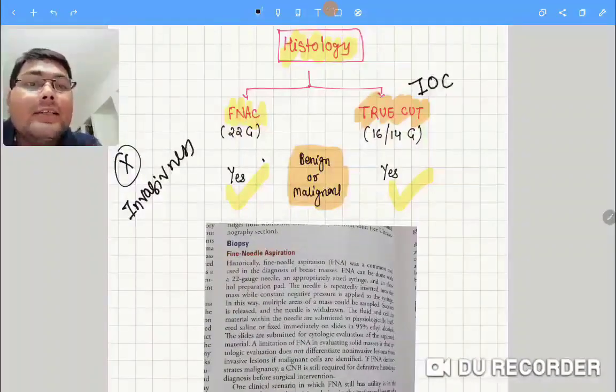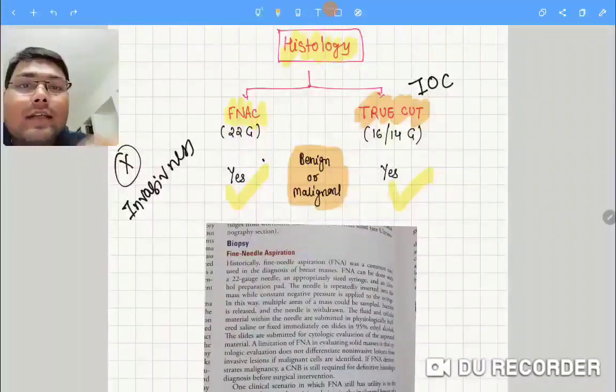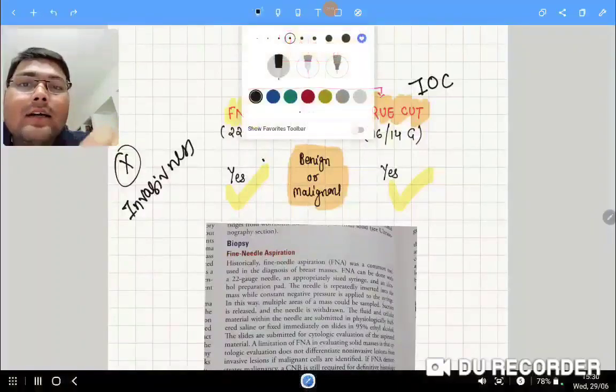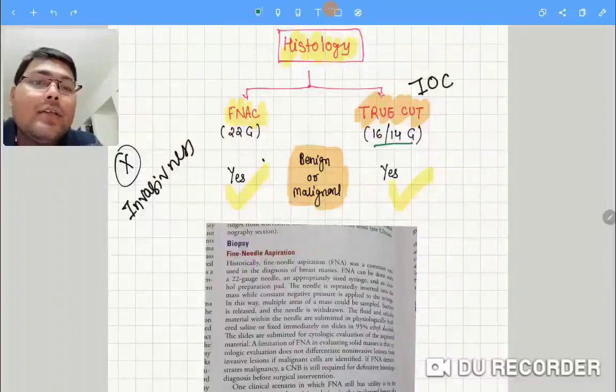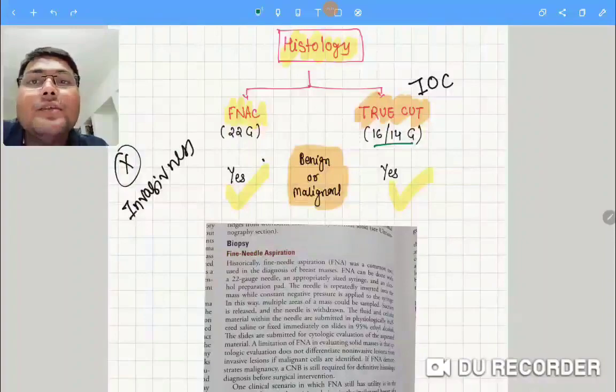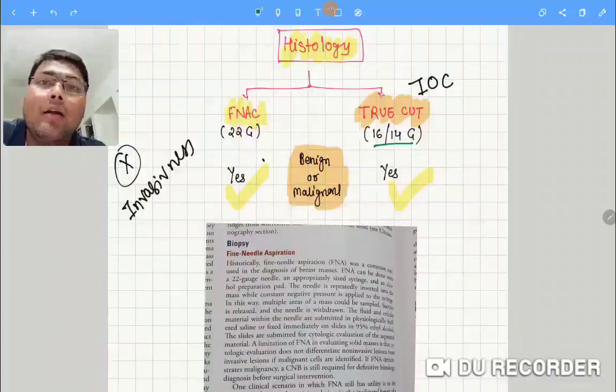Right? Because here we are using a 16 gauge needle, which is a very big needle, much bigger than a 22 gauge. So here the chunk of tissue is more. That's why it can tell you whether it is going to spread towards the skin or not, or whether it is going to invade the basement membrane or not, right? So it will give you a big chunk of tissue.